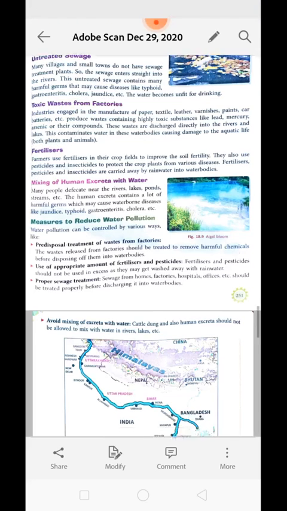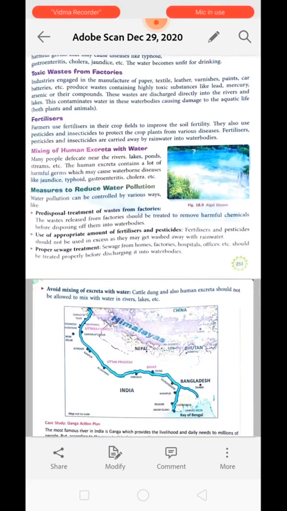Next is mixing of human excreta with water. Many people near the village area basically defecate near the river or pond, and the human excreta contain a large amount of harmful germs which may make water bodies contaminated and cause diseases like jaundice, typhoid, gastroenteritis, cholera, etc.